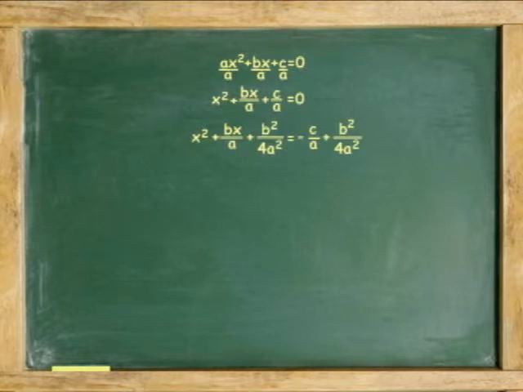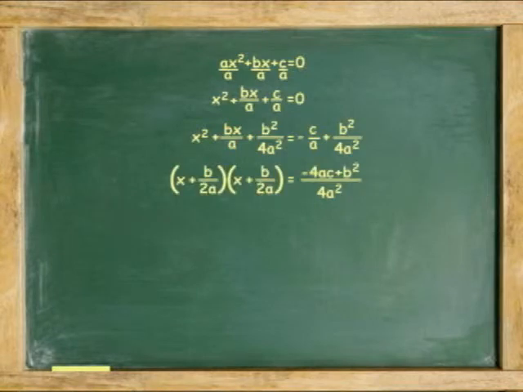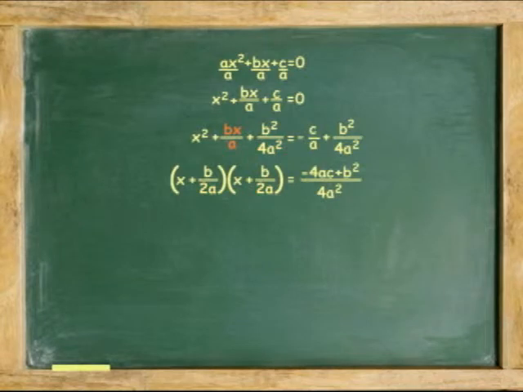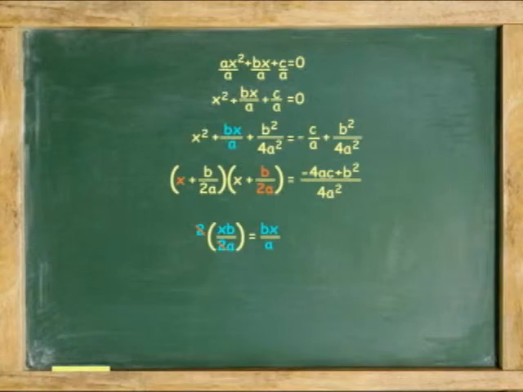Step 4. Factor the left-hand side of the equation as a perfect trinomial square and add the right-hand side. Notice that the left-hand side of the equation was factored following the rules. First term, the square root of x squared is x. Last term, the square root of b squared is b, and the square root of 4a squared is 2a. Also, the middle term matches the addition of the multiplications of the inside and outside terms. Twice x times b over 2a equals bx over a.